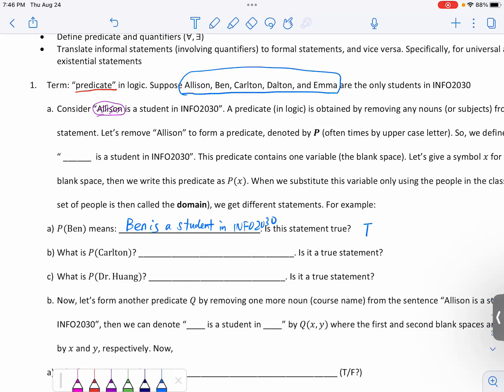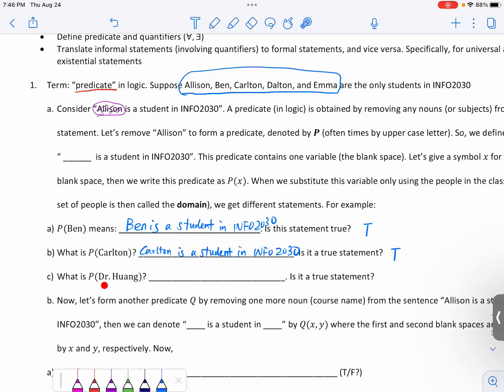Now what about P of Carlton? So this means Carlton is a student in info 2030. Again, is this a true statement? Because we do have a Carlton in this class. So therefore, this is a true statement.